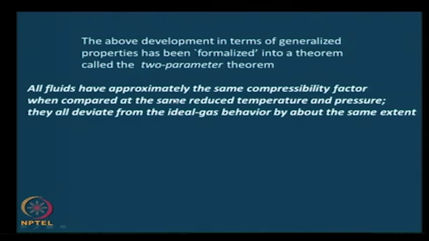reduced temperature and reduced pressure, or in other words, they all deviate from the ideal gas behavior by about the same extent. This is essentially saying the same thing that we have mentioned earlier, but this brings in another perspective. Let us read the first sentence again to understand this perspective. All fluids have approximately the same compressibility factor when compared at the same reduced temperature and reduced pressure, and from this, just by using the reduced temperature and reduced pressure appropriately and using the compressibility factor, we have information about a large variety of gases. That is the advantage here.